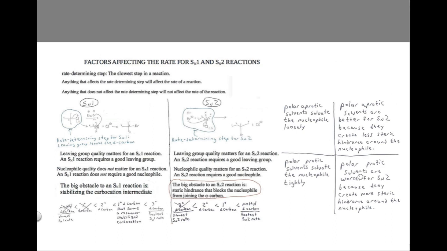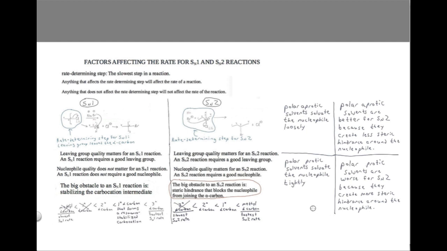So now we can see why this logic that worked for SN2 isn't going to work for SN1. Polar protic solvents are worse for SN2 because of the steric hindrance they create around the nucleophile. Well, we wouldn't expect that to matter much for SN1 because the nucleophile doesn't join the alpha carbon in the rate determining step. So we can see why the logic that applied to SN2 mechanisms doesn't apply to SN1. There's no reason to expect a polar protic solvent to be worse for SN1, because the steric hindrance around the nucleophile is not a big obstacle for SN1.